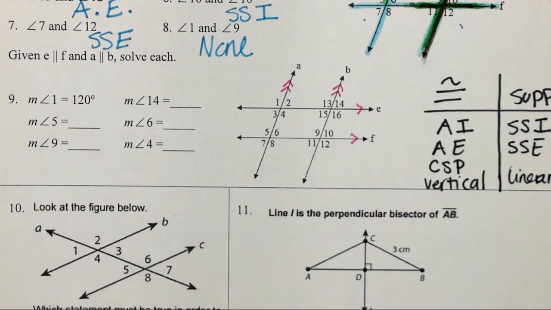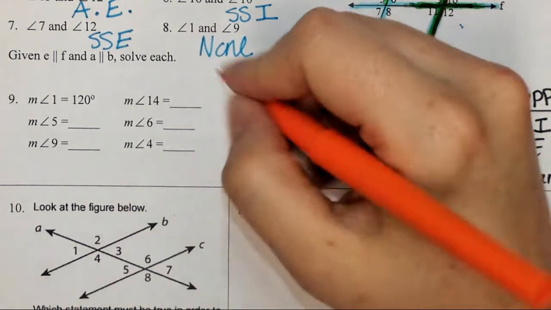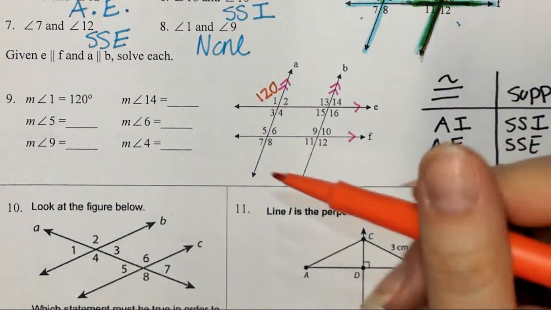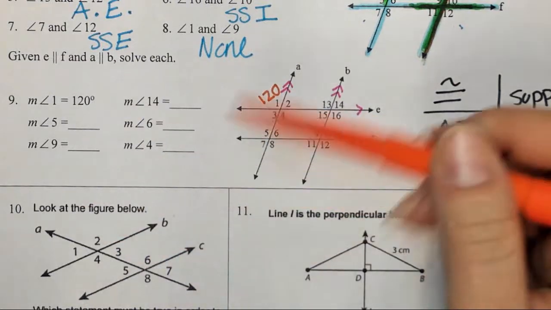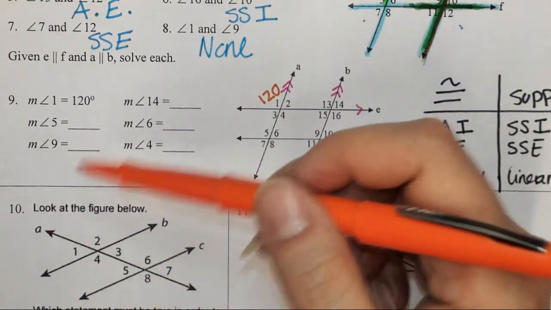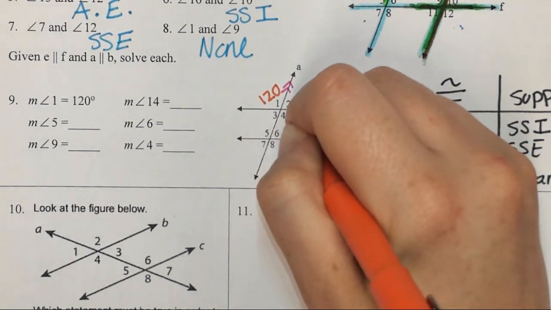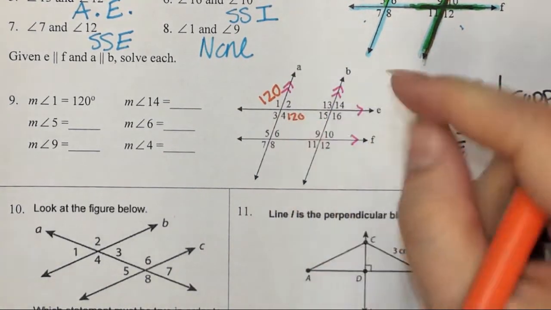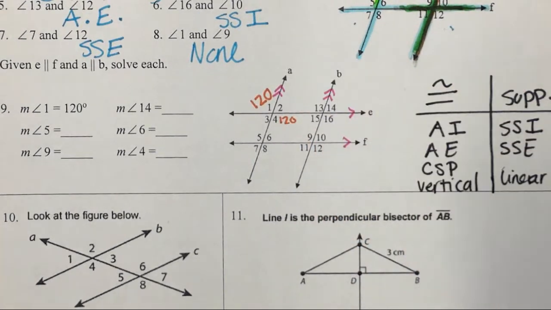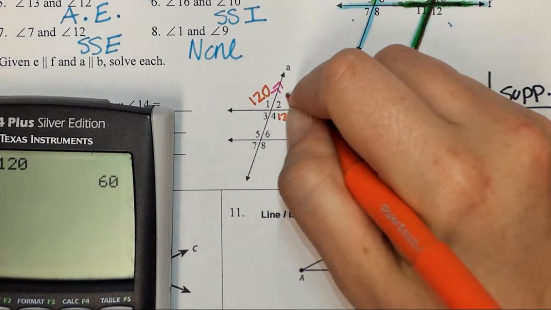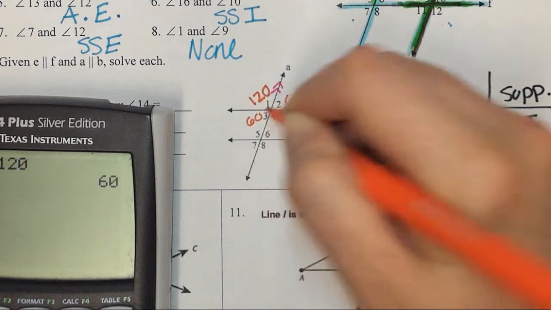All right. So we're starting off with a measure of angle 1 is equal to 120. Okay. All right, so I'm actually just going to go ahead and fill in this whole chart, and then it'll be easy to know what these angles are. So I know that if 1 is 120, 4 is 120, since those are vertical. And then I can solve for angle 2 by subtracting from 180, since 4 and 2 are a linear pair. Okay.